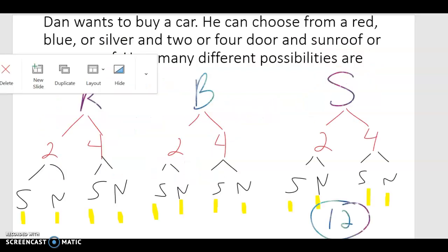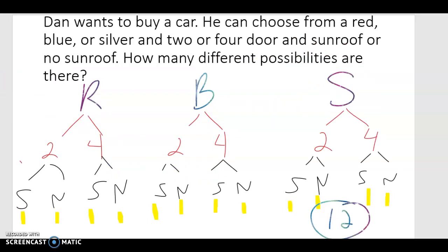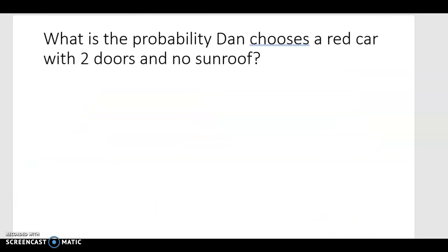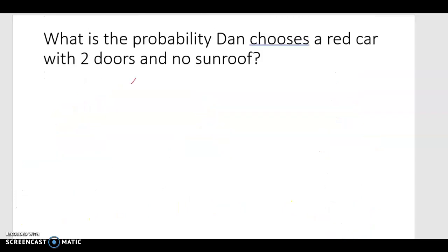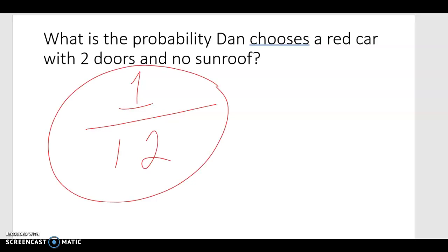Now, I want to take Dan's situation here, and I want to talk about some probability. So we're going to bounce back and forth between this slide and our problem slide. What is the probability that Dan chooses a red car with 2 doors, no sunroof? Red car, 2 doors, no sunroof. That's this line right here. Notice there's only one car that fits that bill. A red car with 2 doors, no sunroof. And we know that Dan has 12 total options. So the probability that Dan chooses that red car, 2 doors, no sunroof is 1 out of 12. What we want to have happen is in the numerator over our total options in the denominator.